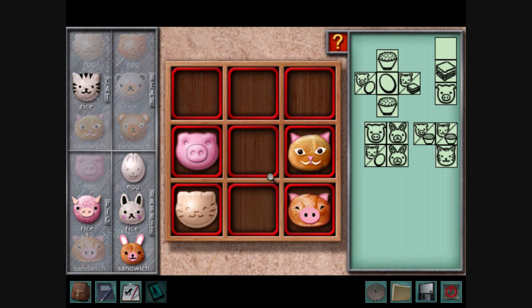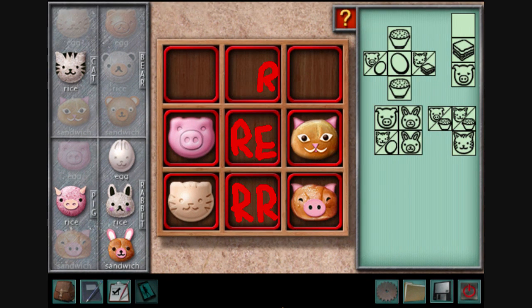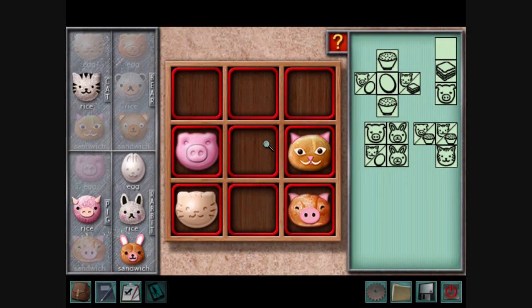Okay, so let me go back to my notes. Hey, it looks like my notes have actually filled out 2 spaces for me. First I learned this spot was an egg, then I learned it was a rabbit, so it must be rabbit egg. And this must be rabbit rice. And this is some sort of rice over here at the top.